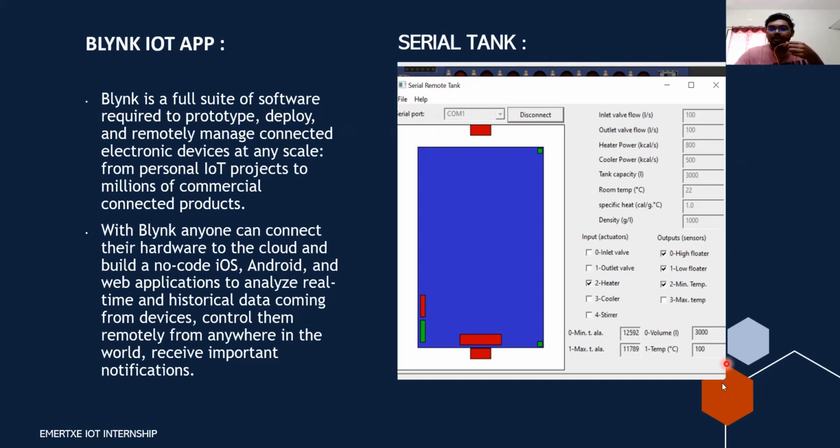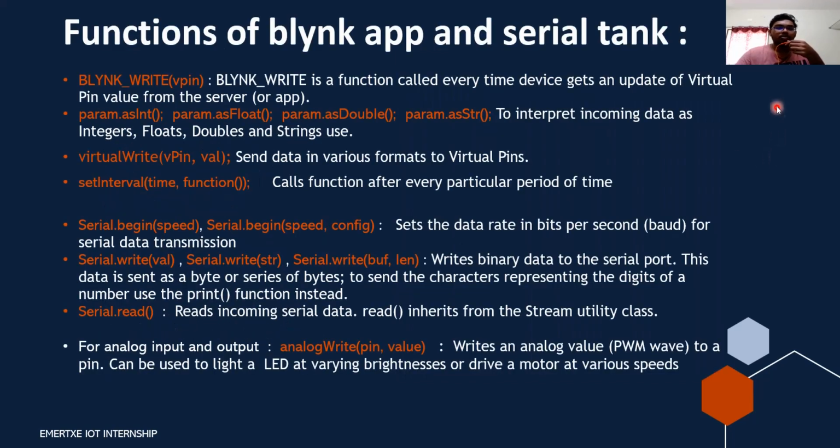And we'll be using a serial tank to control a real-life tank. So you'll have an inlet and outlet valve. This is the outlet, and this is the inlet, and we'll be setting this volume to 3000, and we'll show it further in the demo. And what are the functions that are used for the Blynk app and the serial tank?